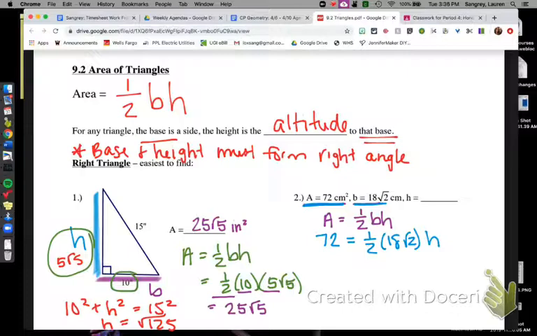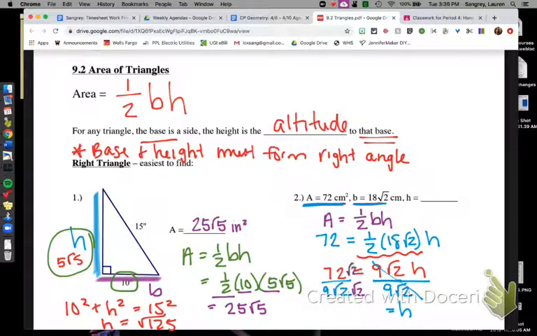So what I'm going to do is simplify a little bit here, and I'm going to take half of 18 root 2, because I know what half of 18 is. So half of 18 is 9, so that's 9 root 2. Okay, now if I'm trying to get the H by itself, what would we do? Well, we'd have to get rid of this 9 root 2. So in order to get rid of that 9 root 2, I have to divide both sides by 9 root 2. So now the H is by itself, but I have some simplifying to do because we know we can't have a root 2 in the denominator.